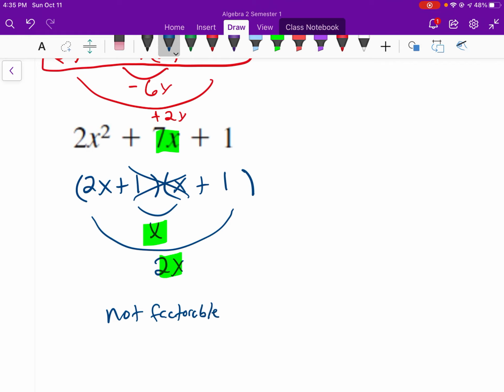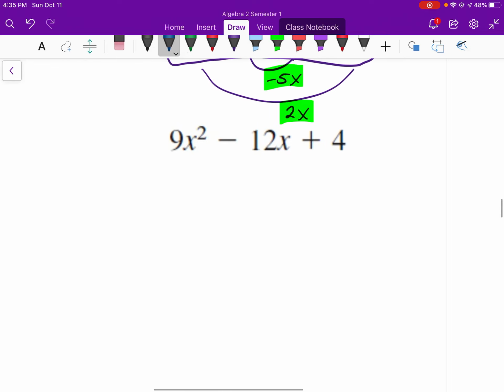Okay, we went through all the options. There was only one option. We could not get it to be the original trinomial. So in that case, it's not factorable. Okay, the last one then. So greatest common factor. There is no greatest common factor.